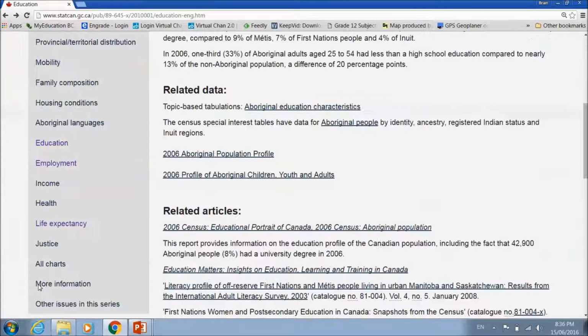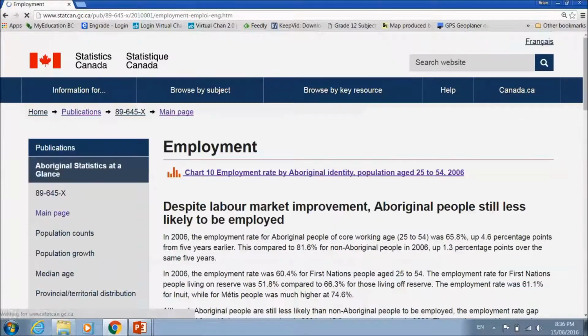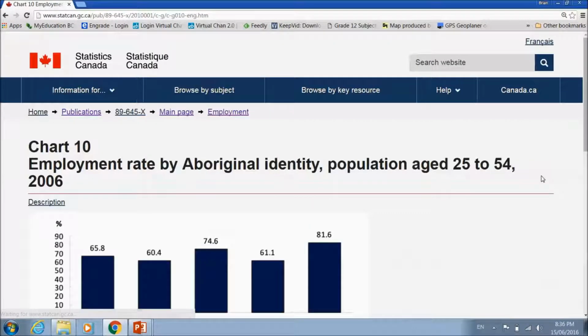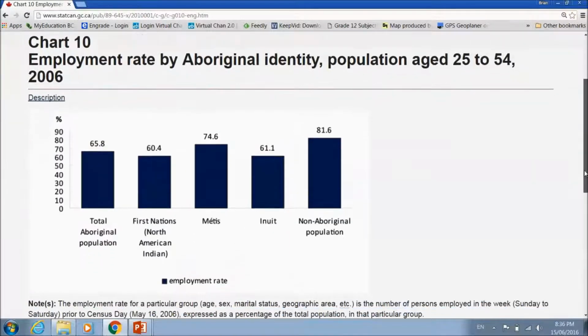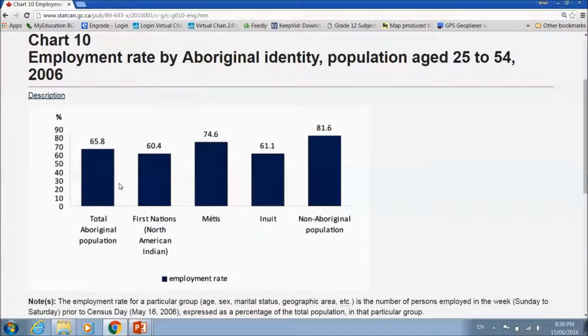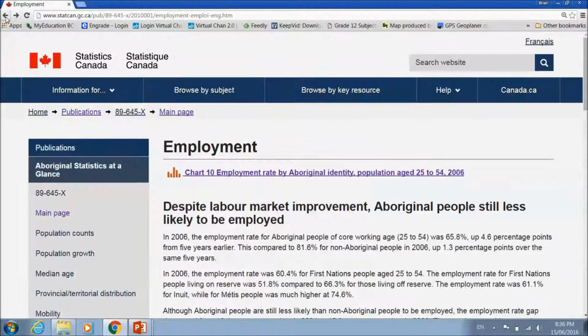We can also take a look at employment levels. First they start off with the total Aboriginal population. That's First Nations, Métis, and Inuit all combined. And that averages about 66% employed. If you compare that to the non-Aboriginal population at 82%, there's a big difference between the two. And so we see issues being created in employment as well, so education, employment.